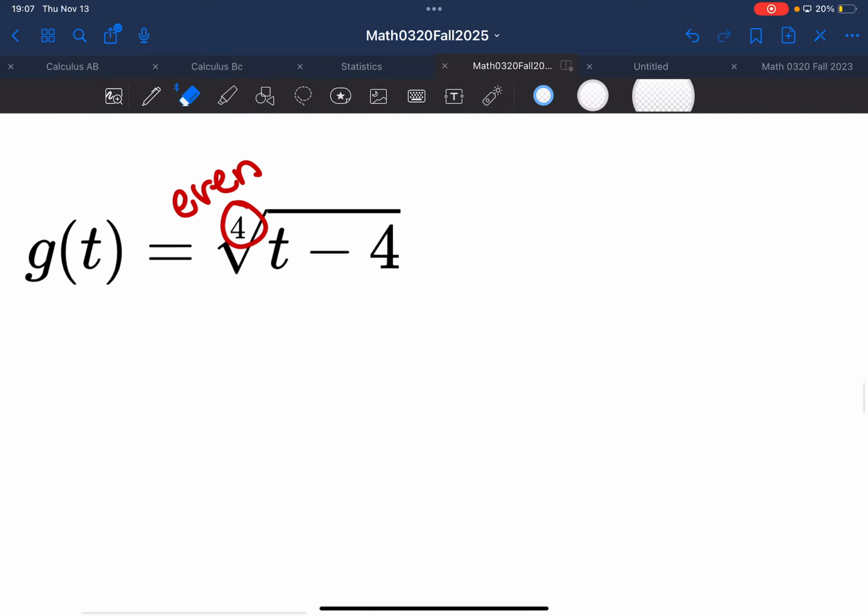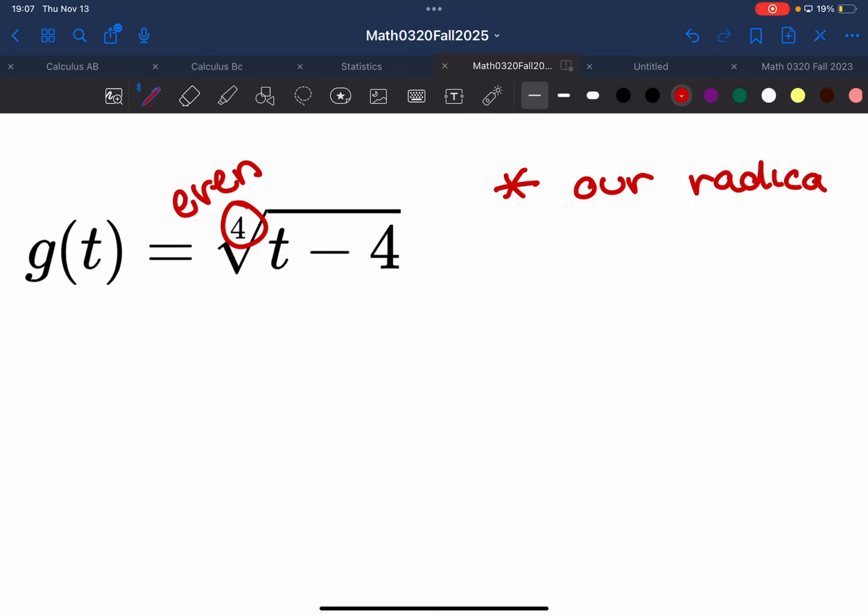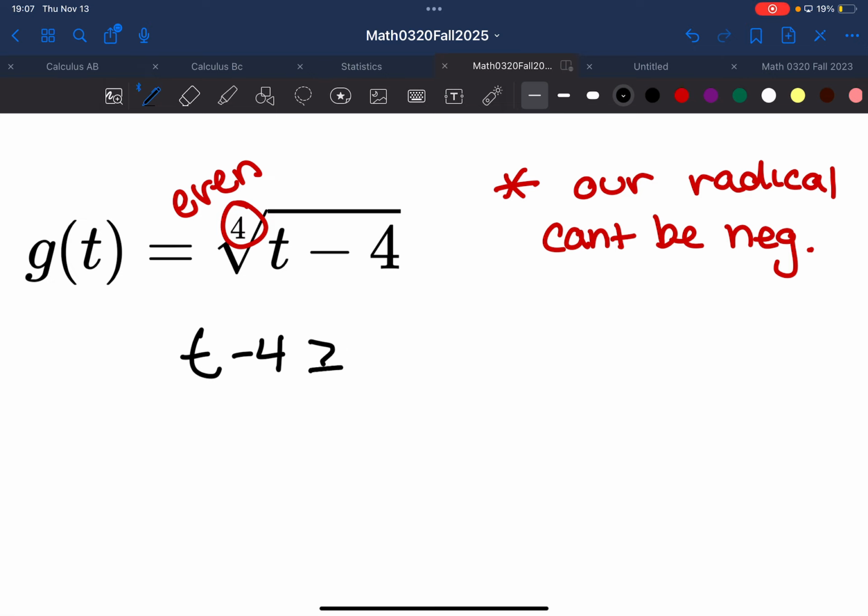So now that we know the correct way, if it's even, we know that it's going to be restricted. And restricted means, so I'm just going to write what that means off to the side. Our radical can't be negative. So when we solve this, we are going to see when t minus 4 will be positive. Okay, greater than or equal to 0 means positive values like 1, 2, 3, etc.